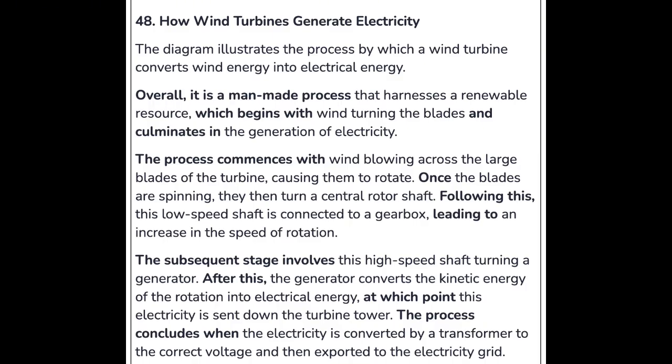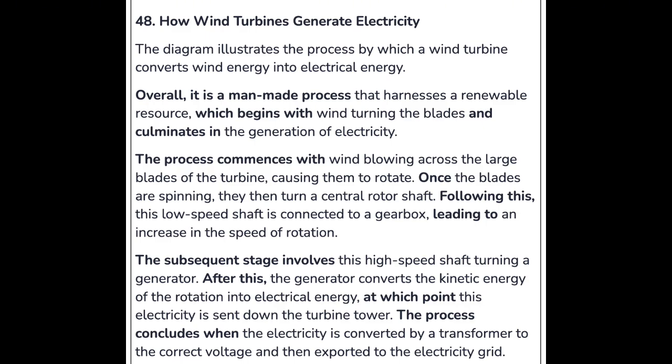The process commences with wind blowing across the large blades of the turbine, causing them to rotate. Once the blades are spinning, they then turn a central rotor shaft. Following this, the low-speed shaft is connected to a gearbox, leading to an increase in the speed of rotation. The subsequent stage involves this high-speed shaft turning a generator.